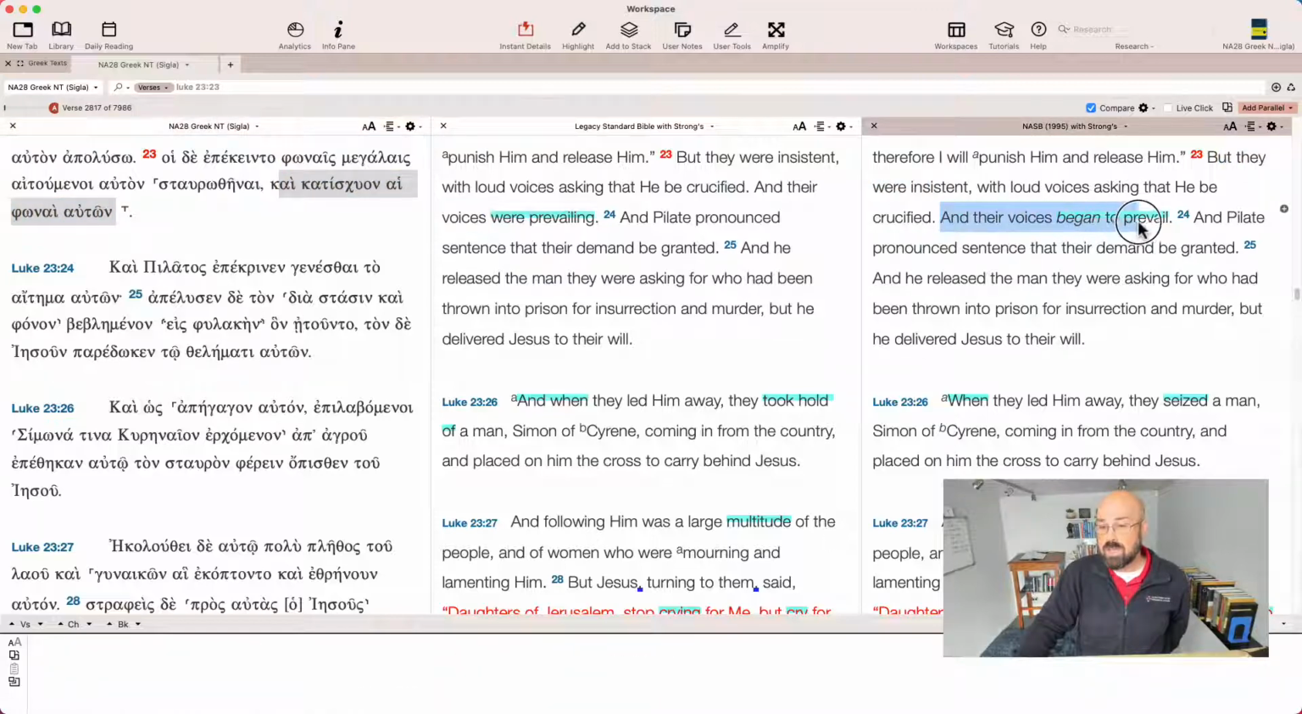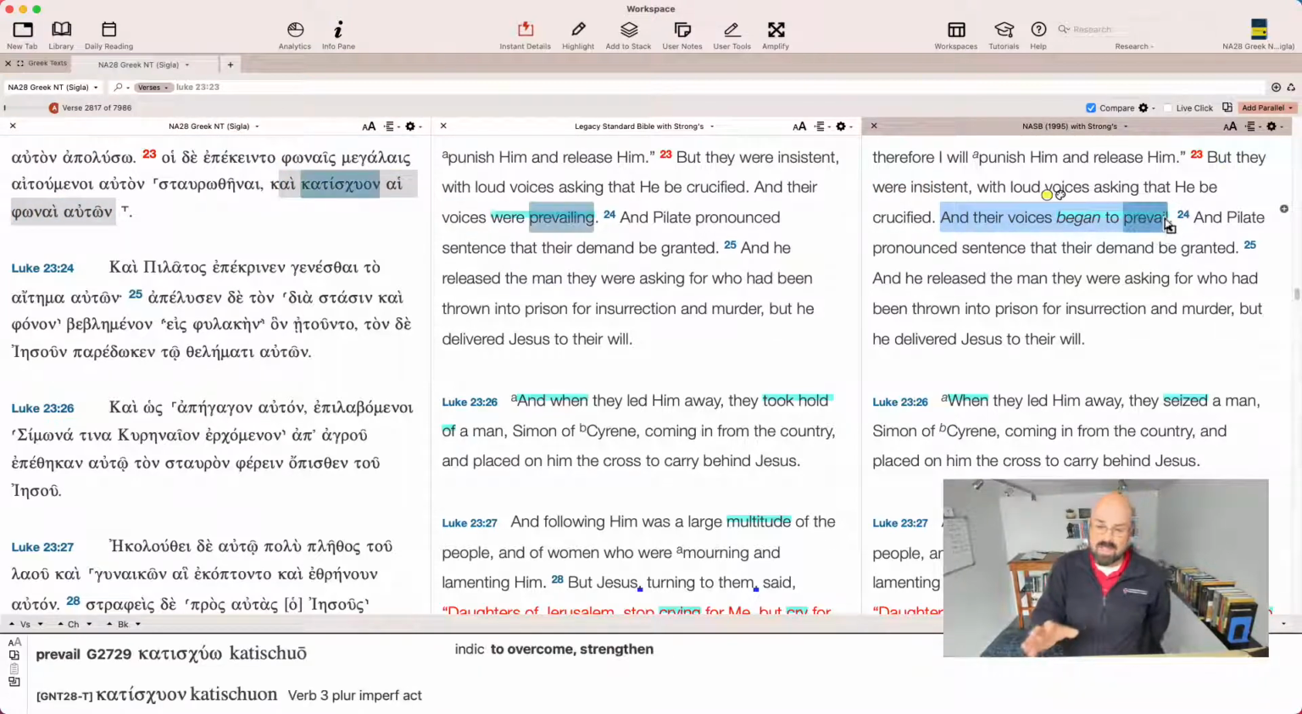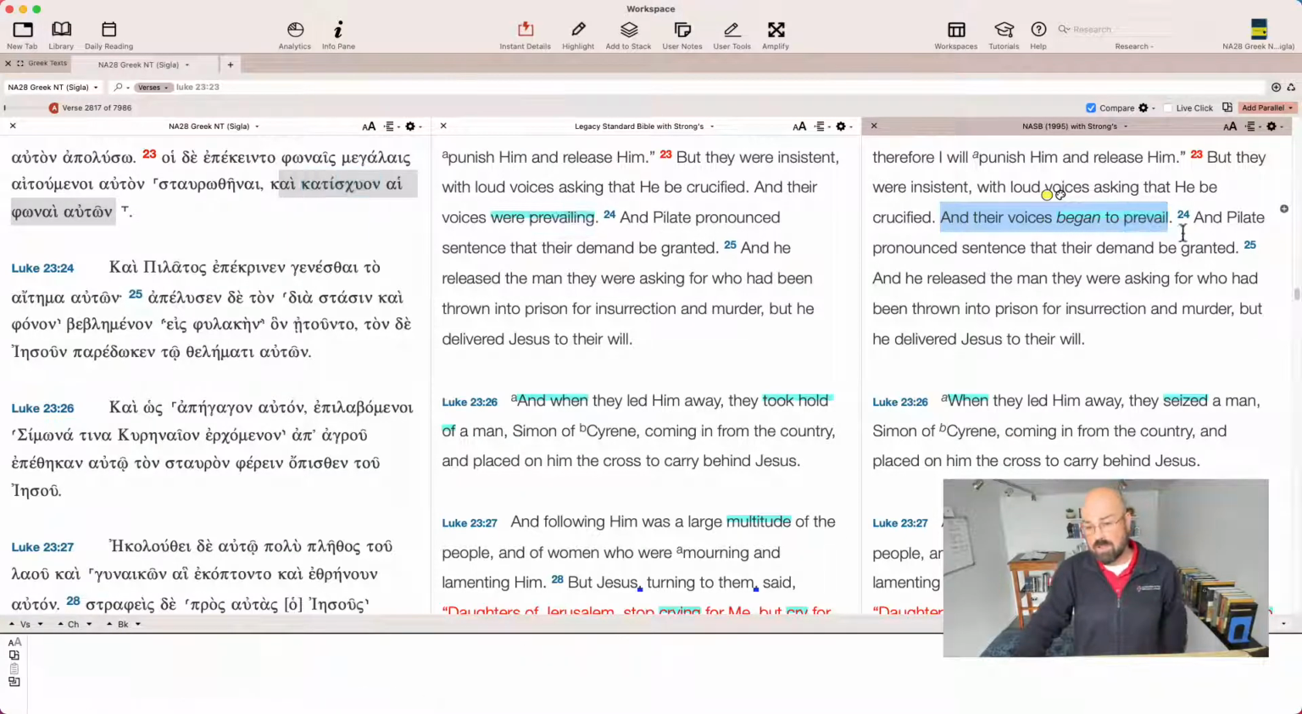And their voices began to prevail. So they're taking that as an inceptive imperfect. So this is indicating then the beginning of an event. And you can see that from the italics around "began."